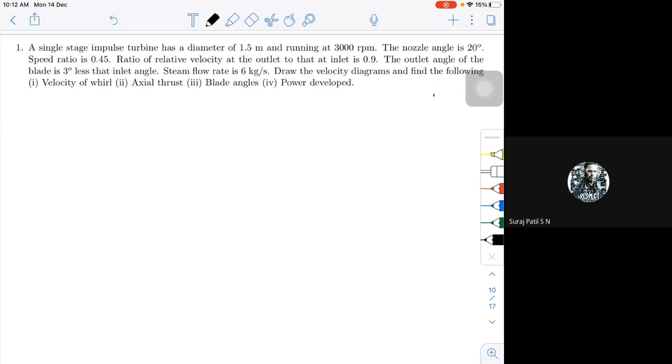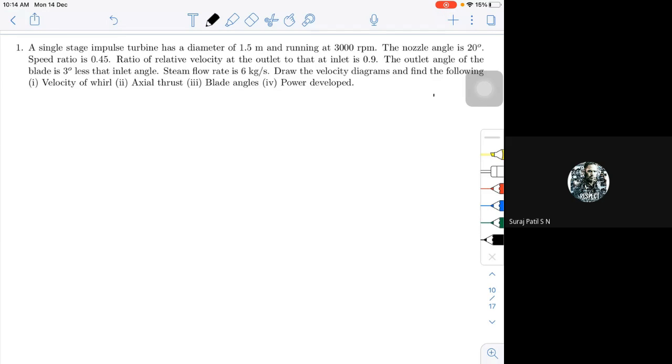Suppose I take beta 2 as some angle, then beta 1 minus 3 degrees will be that beta 2. That's the meaning of it. If beta 1 is 45 degrees, your beta 2 will be 45 degrees minus 3 degrees. So when you get one angle, you can easily get the other angle. Steam flow rate is 6 kg per second, the mass flow rate.